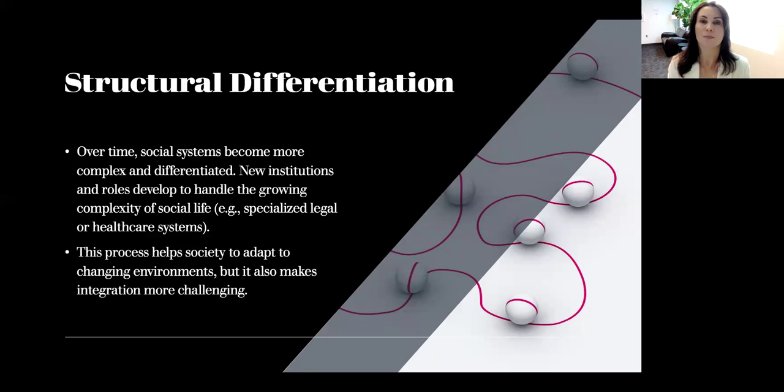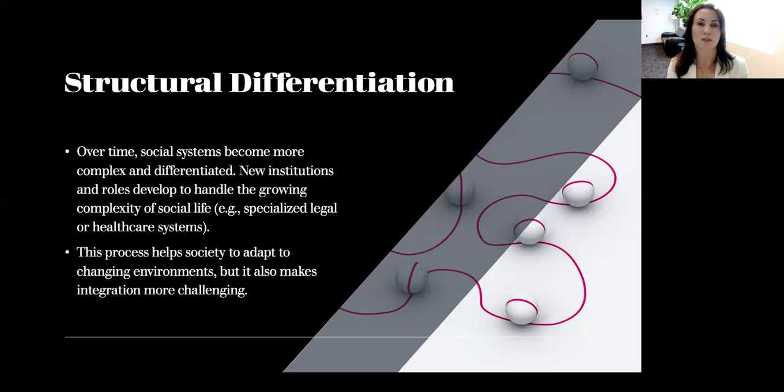Also the legal system. Maybe it was just the chief of the certain community making rules for the community before. Now we have a very specialized legal system. For example, family law is different, or there are different names like business law or corporate law or whatever you call them. So they are very specialized, and it becomes more specialized and crispy, I like that word, over time. This process helps society to adapt to changing environments, but it also makes integration more challenging.